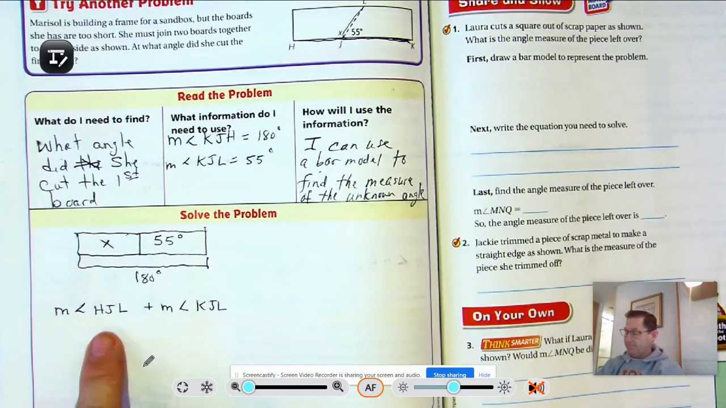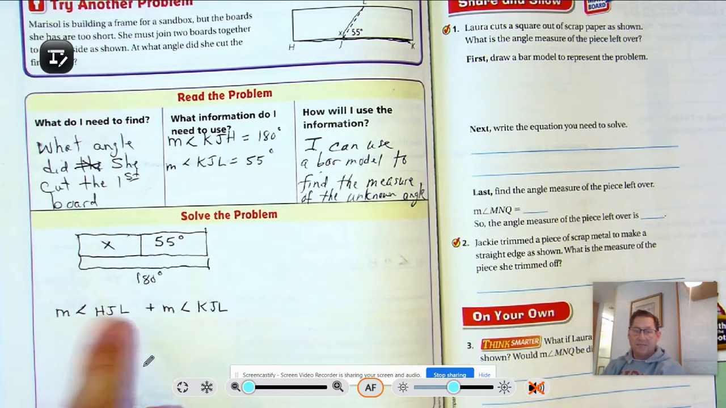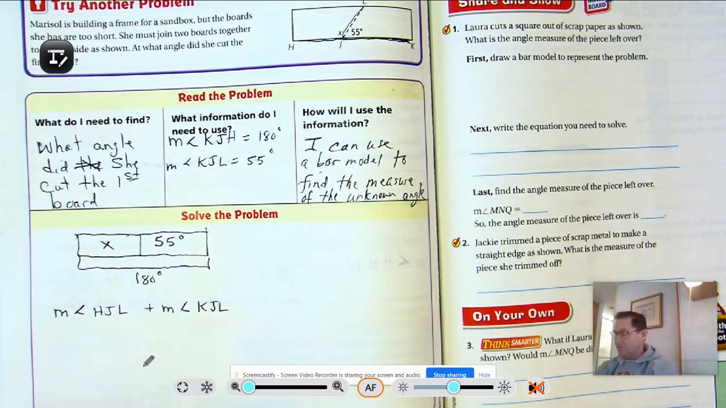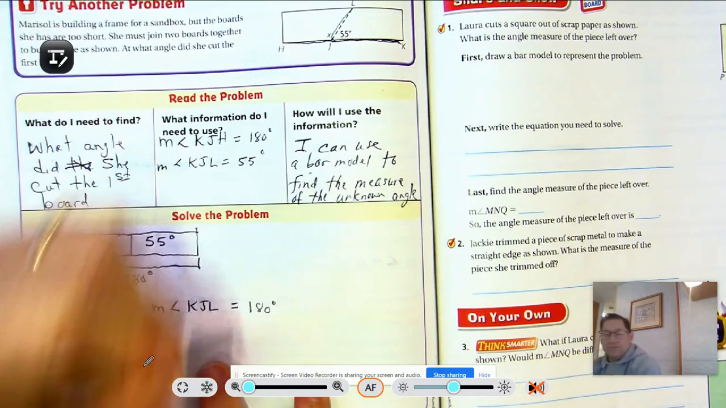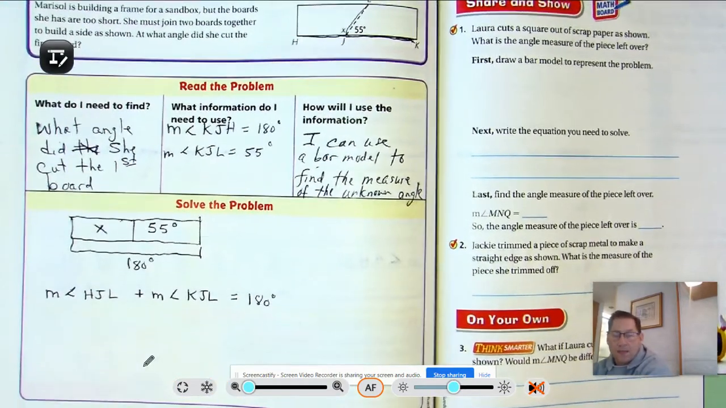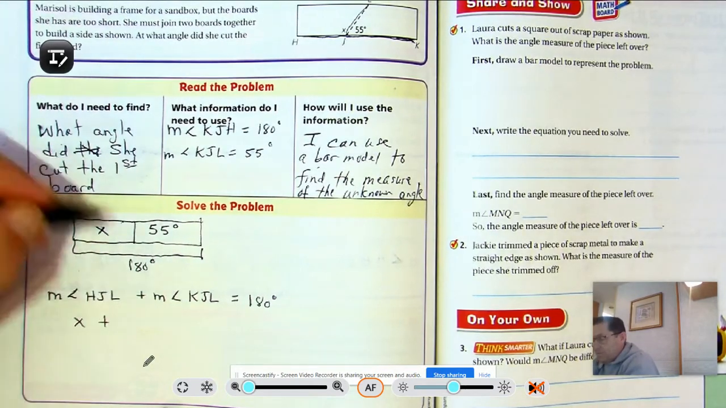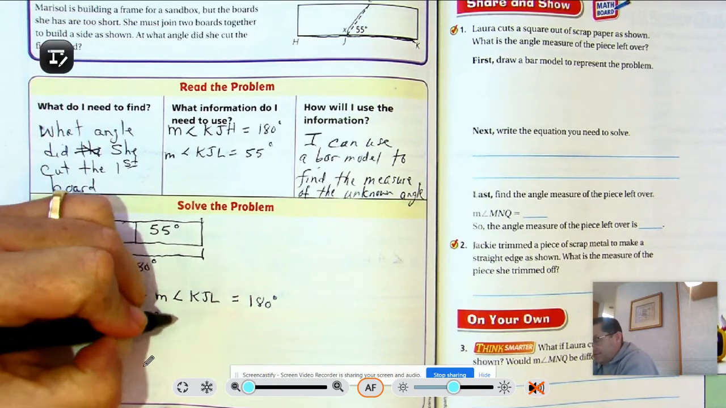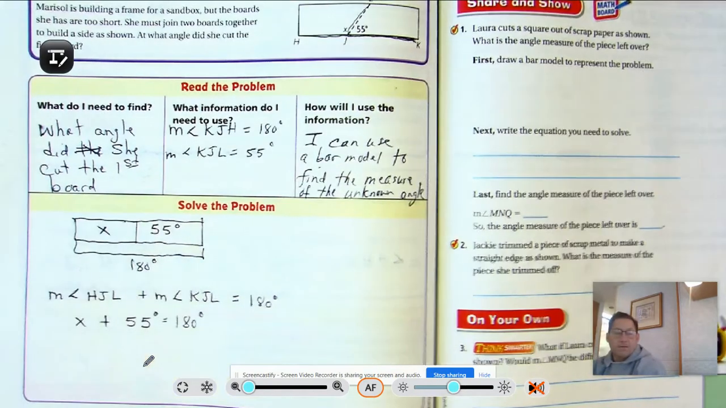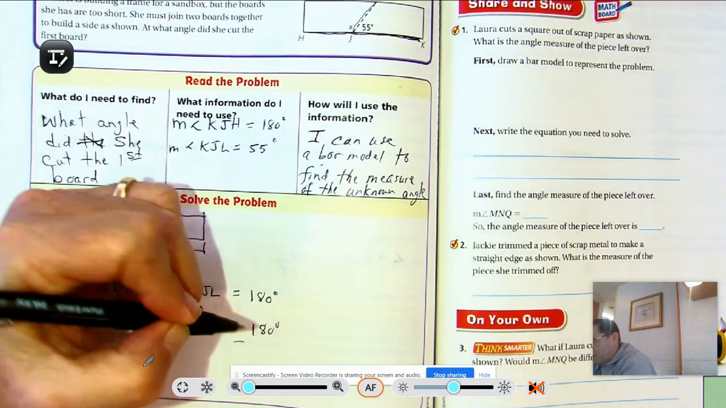Now remember, I can switch places with the L and the H. It's just that the J has to be in the middle of both the angles. And what does that equal? It has to equal 180. All right, what's HJL? x. Measure of KJL is 55 degrees. All right, so what's 180 take away 55?